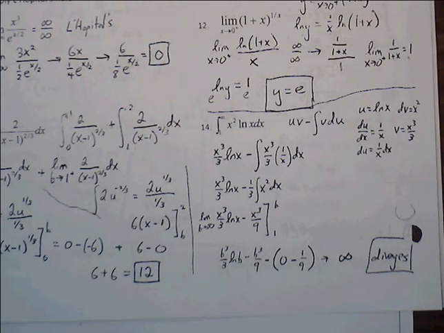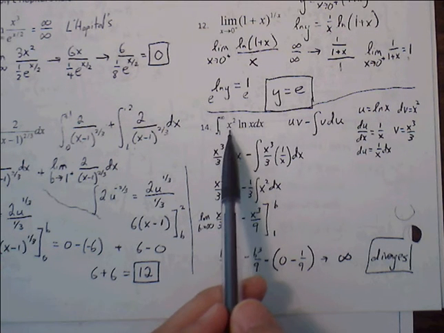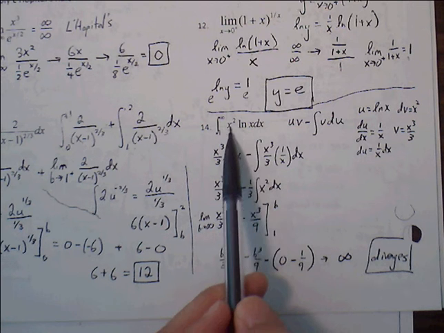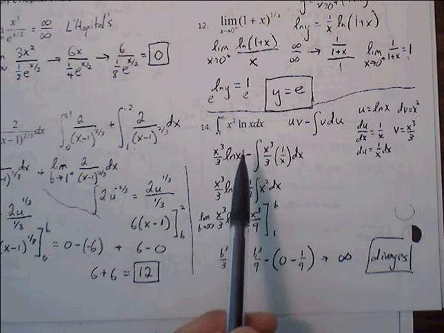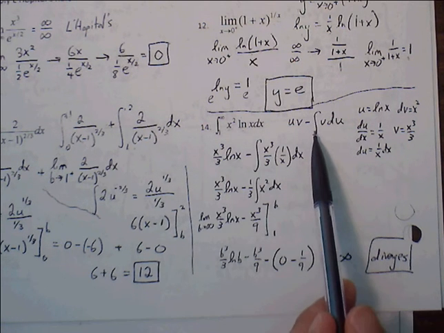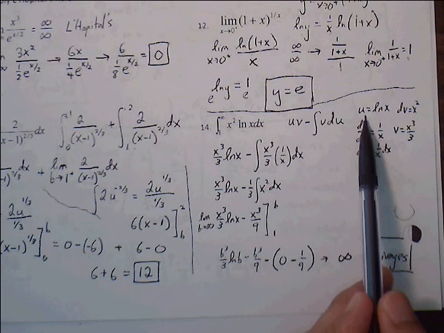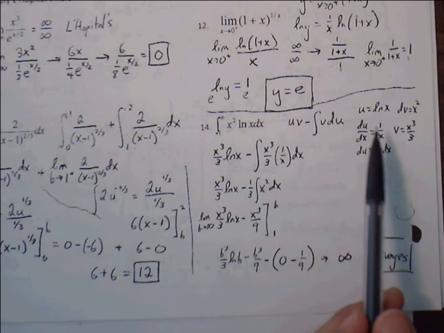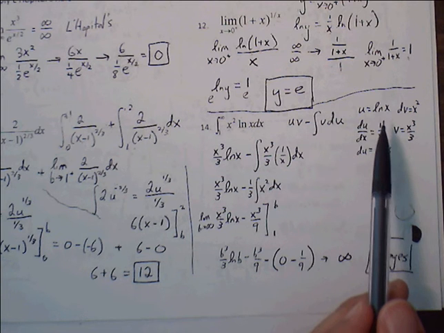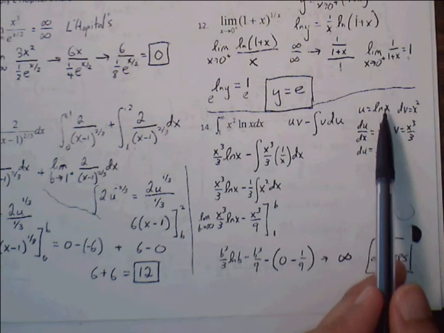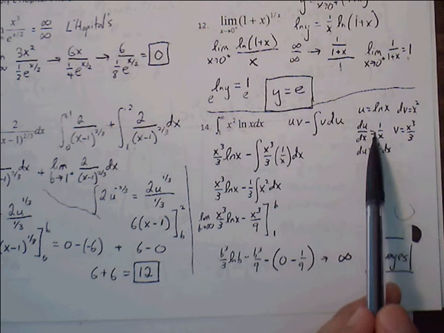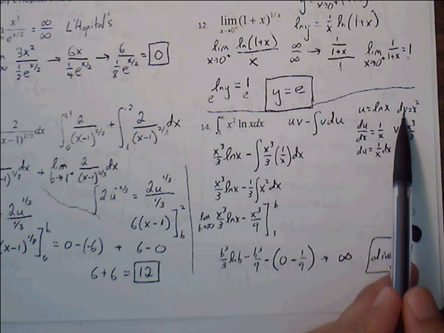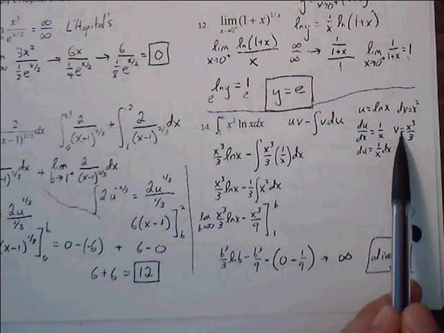Okay, 14. We see an improper integral, but this time the improper integral exists at the upper bound. If we look at this pairing between x squared and natural log of x, this is going to require integration by parts. Integration by parts is uv minus the integral of v du. Anytime we have natural log paired up with another function, our u value is always natural log. So u is natural log of x, and its derivative is 1 over x. dv is therefore x squared, so v is x cubed over 3.